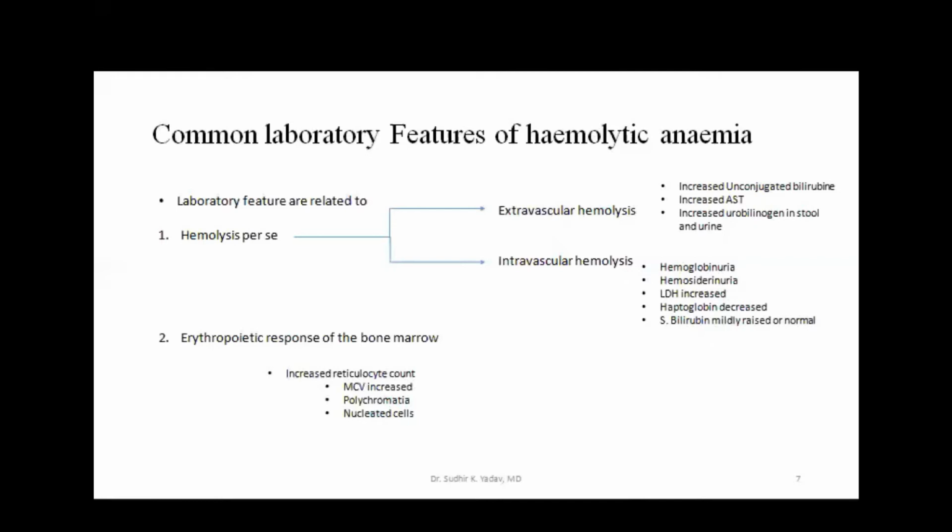Another implication is that inclusion bodies are formed in some hemoglobinopathies, like we have seen in thalassemia, where these inclusion bodies are known as Heinz bodies, and this gives an appearance of target cells.